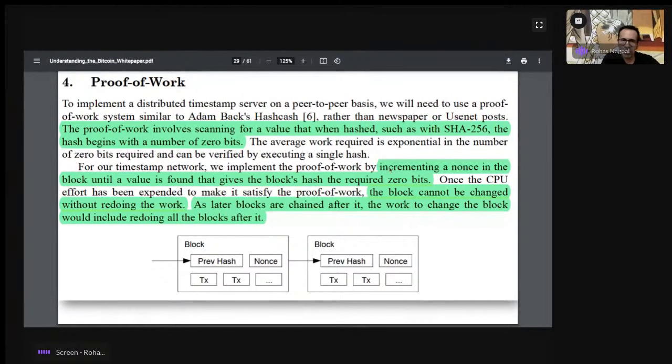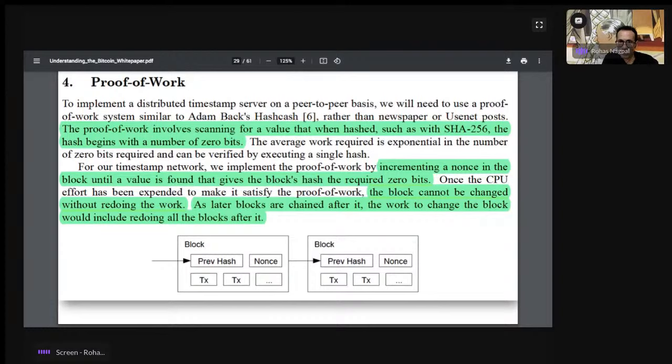And then we can also see that we increment a nonce. Again, you've understood, nonce starts with 0, goes to 1, 2, 3. We increment a nonce in the block until a value is found that gives the block's hash with the required number of zeros at the beginning. And the block cannot be changed without redoing the work. Like I said, if you want to make changes in block 18, you will have to repeat for so many other blocks. As later blocks are chained one after the other, the work to change the block would include redoing all the blocks that are coming. That is the reason it becomes very difficult for people to change the data.